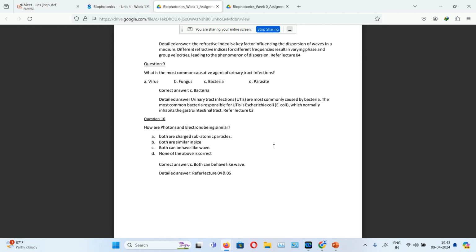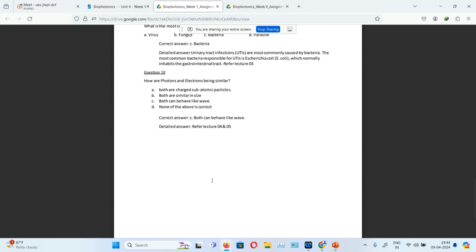How are photons and electrons similar? Before the emergence of quantum mechanics, we thought that an electron is a particle and a photon is something like light, that is energy or wave. Now, after the advancement of quantum mechanics, it is known that an electron can act with both particle and wave nature. Similarly, a photon can also act with both particle and wave nature. So the answer is C. Both can behave like a wave. This is the dual nature of matter and radiation.